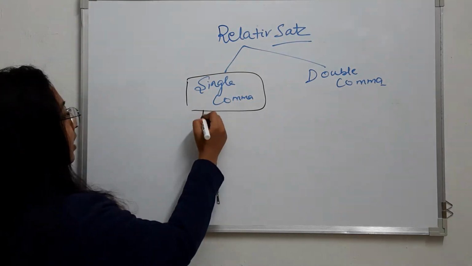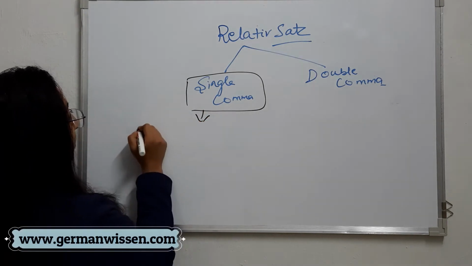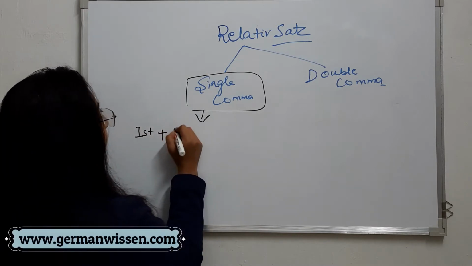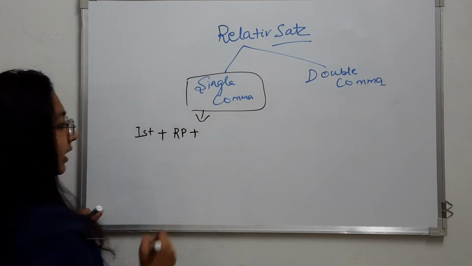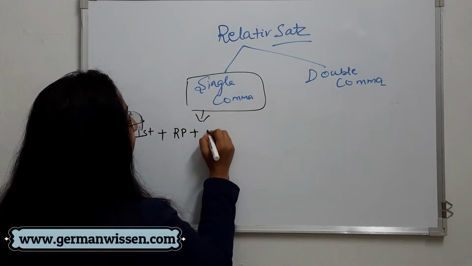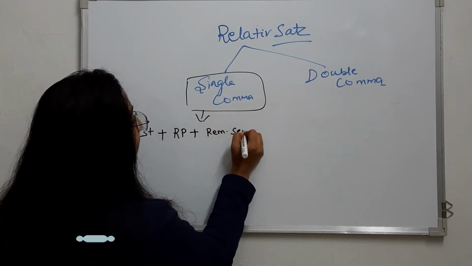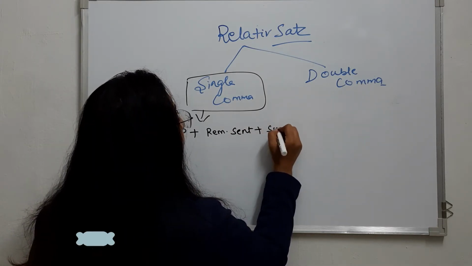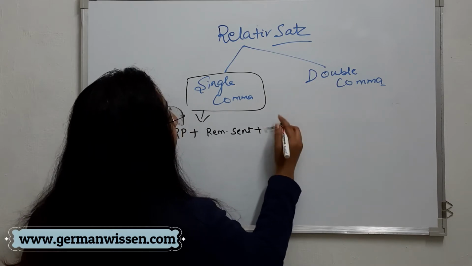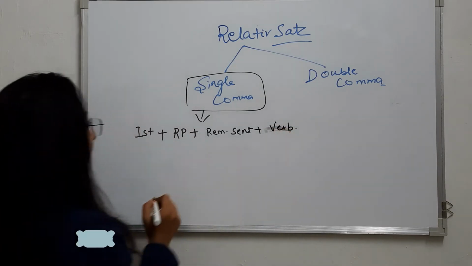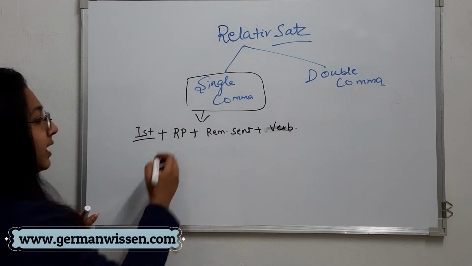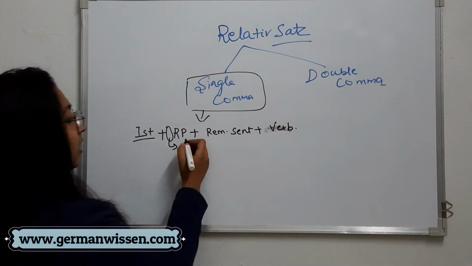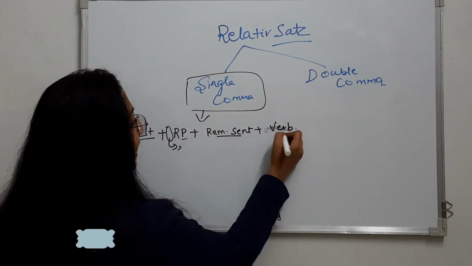Let's see. In the single comma, we write the first sentence first of all. Then we will write the relative pronomen. After that, we will write the remaining sentence, whatever is remaining. And then we talk about the subject, then we write the verb. So basically your first sentence will come as it is. Before the relative pronomen we will put a comma, then comes the relative pronomen, the remaining sentence and the verb.